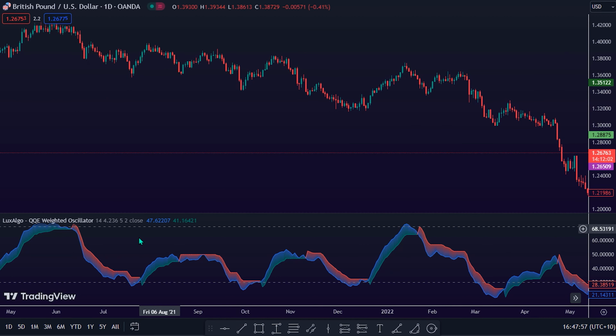To use the QQE Weighted Oscillator in a bearish market, traders need to watch out for a trending bearish market that carves lower lows and lower highs. Next, traders need to watch out for the price to make a bullish counter-trend price move against the bearish trend. The next step is to watch out to see the oscillator trades at the overbought region at the 70 scale or above the 70 scale level.